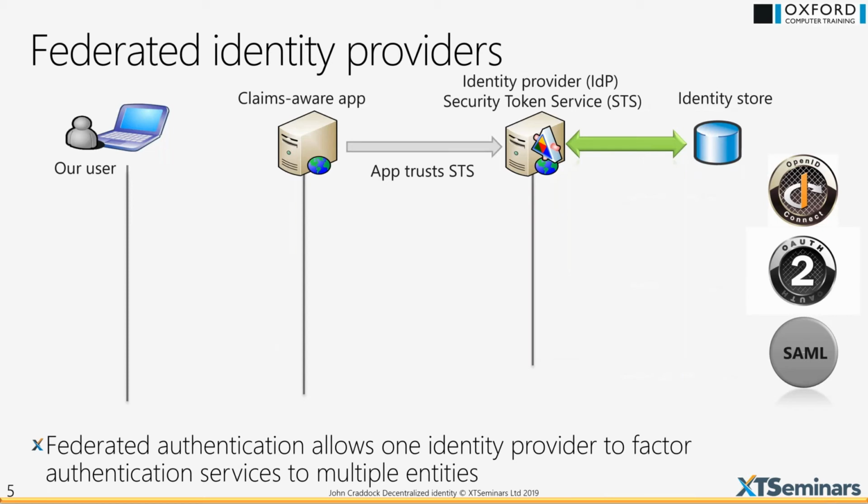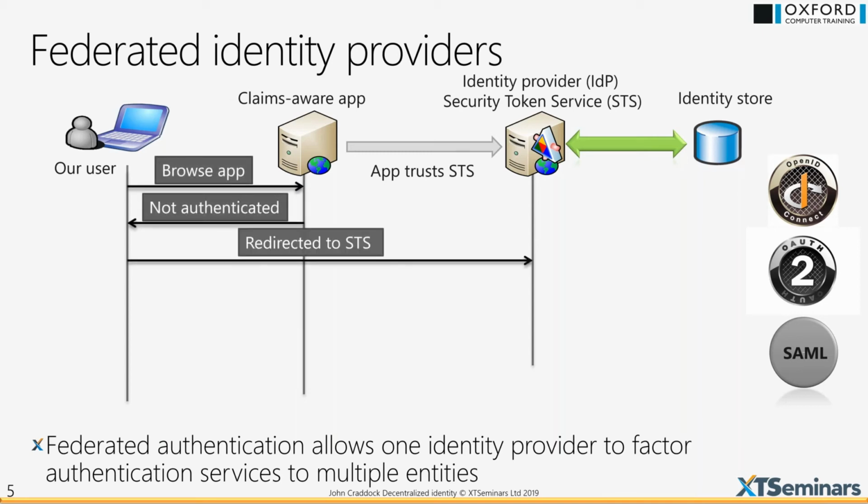Federation, where does federation fit into all this? Federation is a method where we can have an application that trusts an identity provider. So when we go to authenticate to an application, the application doesn't have its own identity store. What it does is send us off to a security token service, which is also possibly an IDP. It doesn't have to be an identity provider, but it could just be a security token service that sends you to yet another identity provider.